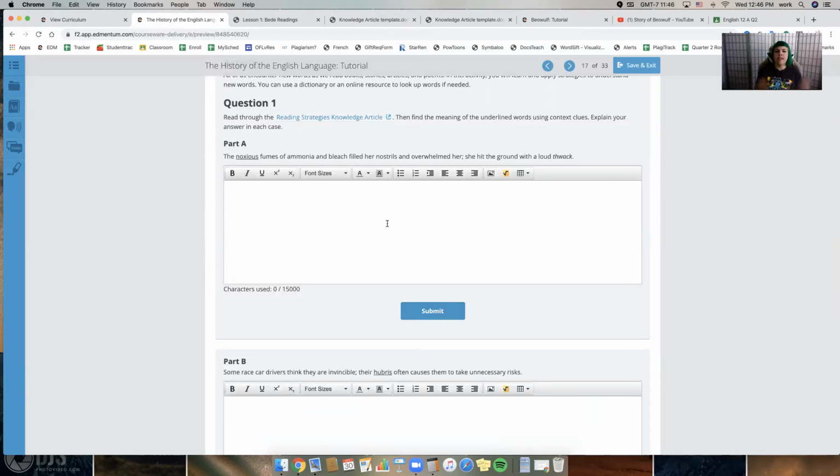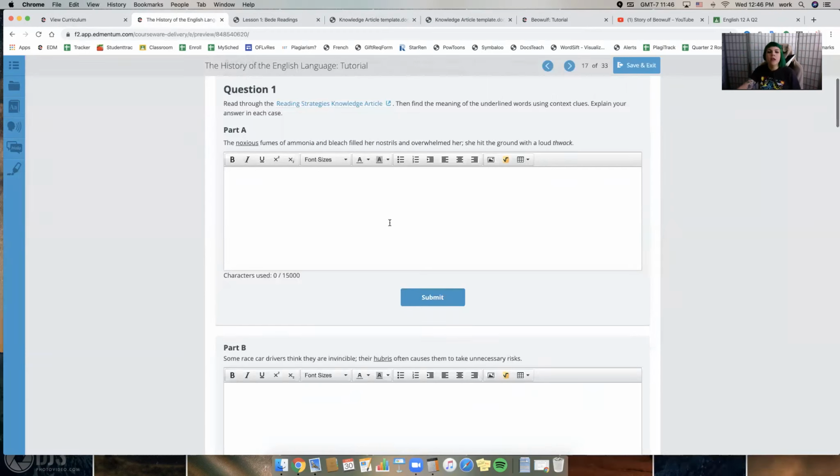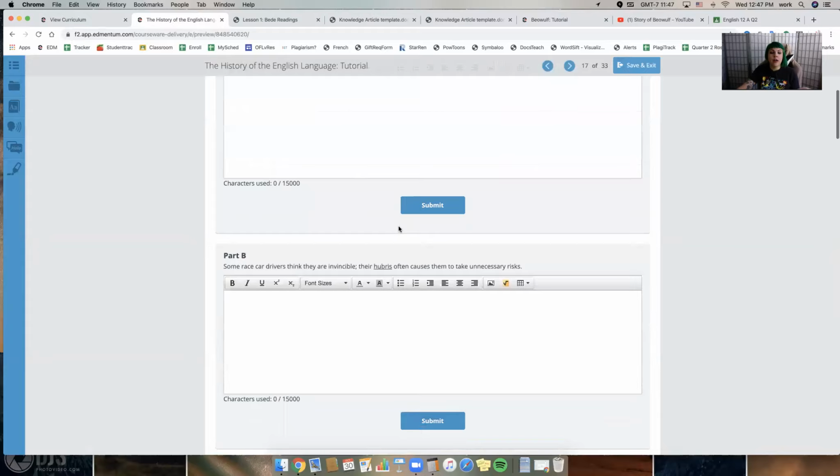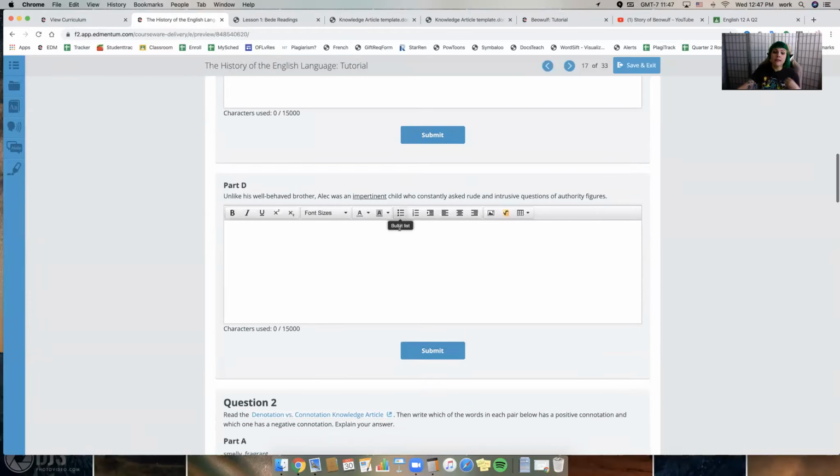So we can get the idea that noxious means like toxic, really bad, like that kind of idea. And so you're just going to explain how you got there. It would be great if you included the strategy too, but you don't have to. So that's what you're going to do for part A, B, C, and D.